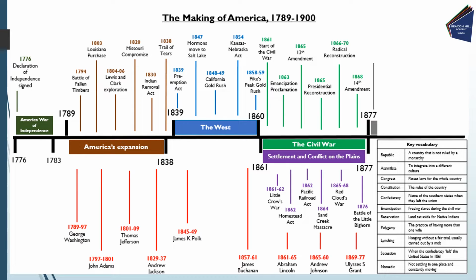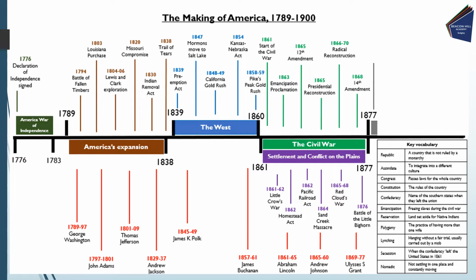The first theme on the America paper is America's expansion. So why did America expand? What caused that to happen? And this time period has the date 1783 to 1838. The second time period is the West. Why did the people begin to migrate to the far west of America? And the dates for this time period are 1839 to 1860.